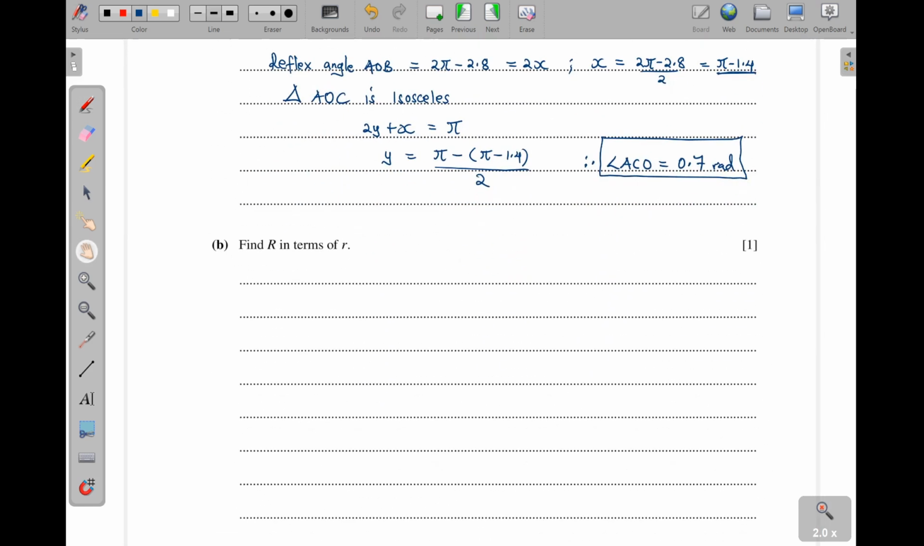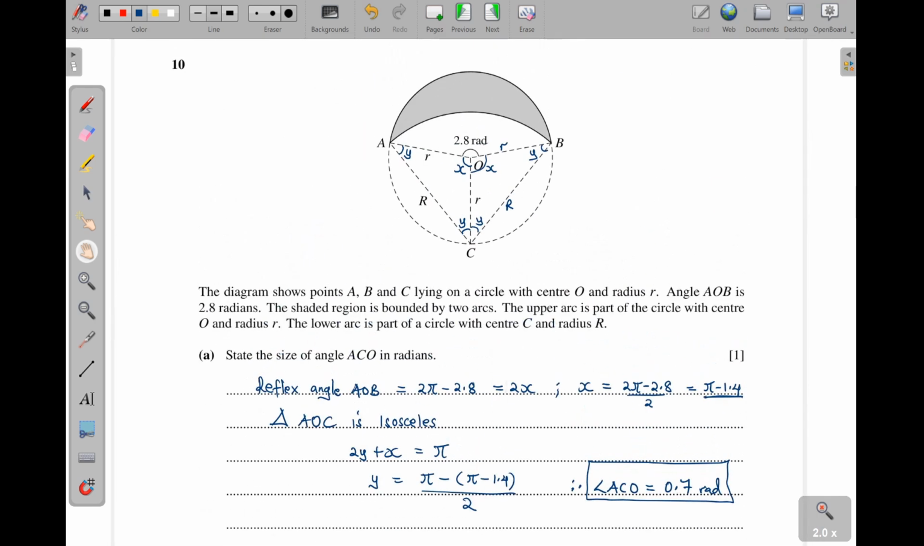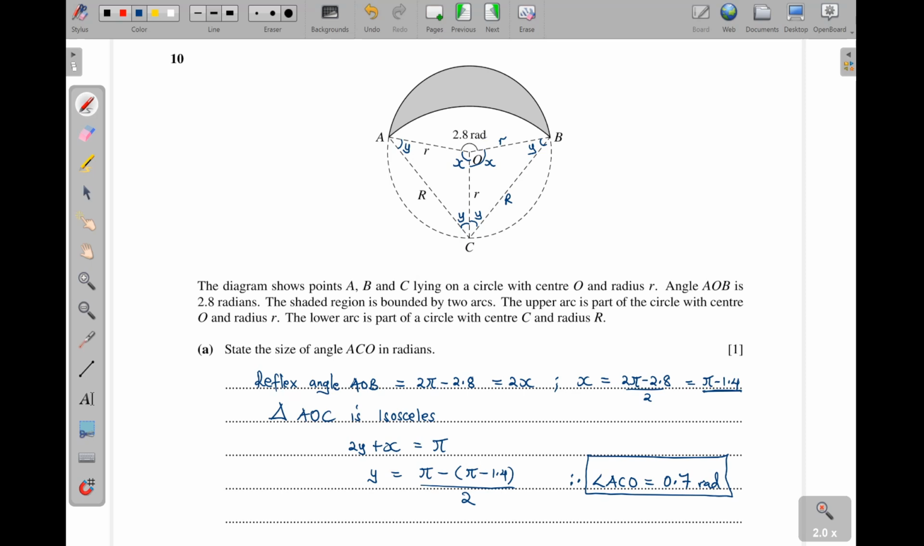Then part B, find R in terms of the small r. Now let us look at what we are having here. Since we know this angle here, we also know these two angles. I can use sine rule, where we can say that sine of this angle over this length here is equal to sine of this angle over this length here. You see that?